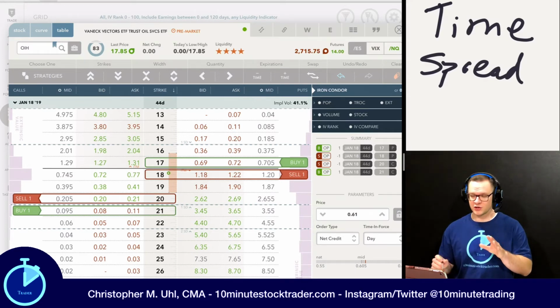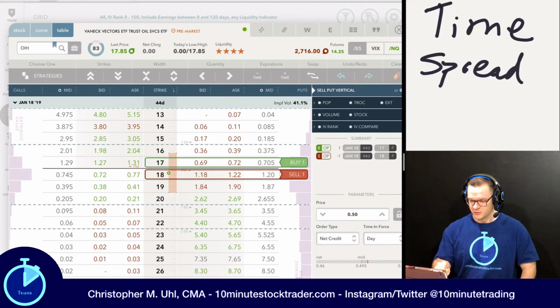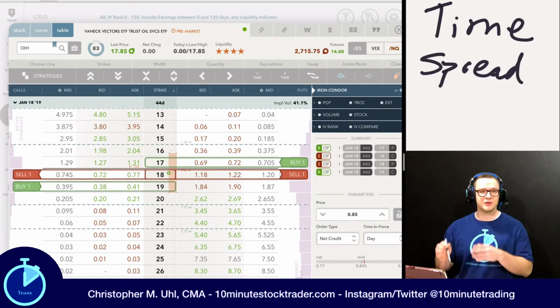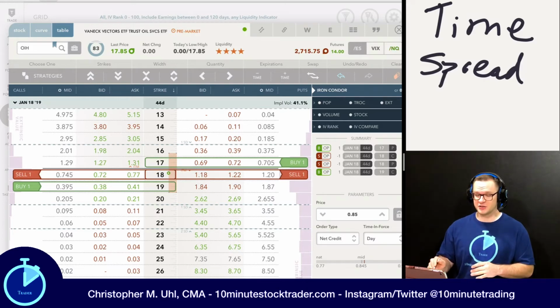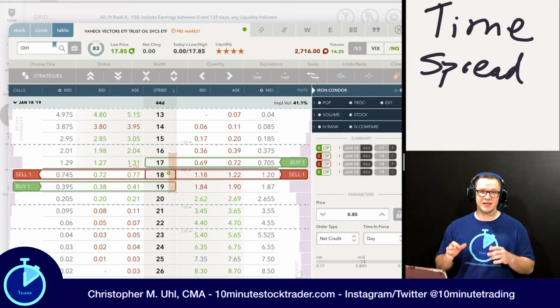Now, if you want to be more aggressive on it, rather than doing another out of the money opposing spread, we can do an at the money opposing spread. By doing this, we create an iron butterfly. With an iron butterfly, as you can see, our trade credit went from 50 cents up to 85 cents. And that 85 cents means that there's only 15 cents of risk left in the trade. But on the flip side of that, you have now really isolated where you could be making your profits here.